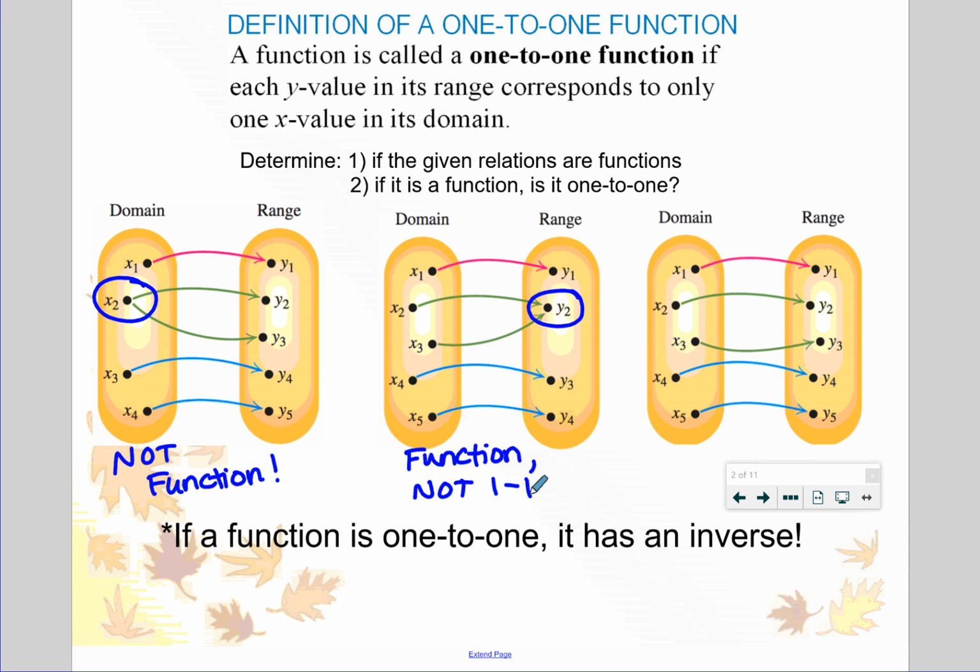Okay, and then what about the last one? Does each x have one y? Does each y have one x? Yes. So this is what a one-to-one function will look like. Okay? Make sense? Just a function backwards. All right.